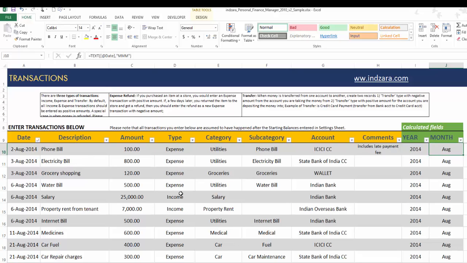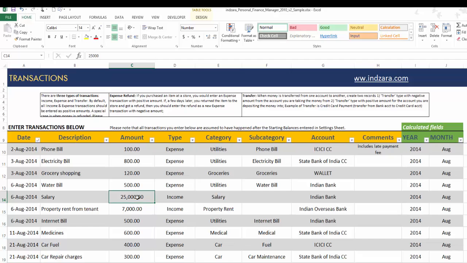So we have entered an expense transaction. Similarly, here's an income transaction where salary 25,000 income came in, and I categorized it as salary, and it went into my Indian bank account. A couple of things to note here are specifically around when you have an expense or an income transaction, you always enter positive values. You see that a phone bill is an expense. I entered it as 100, and for income, I also entered it as positive 25,000. So please make sure that you always enter the different transactions in positive.